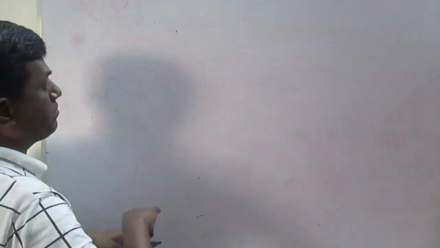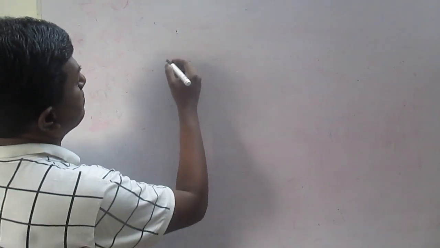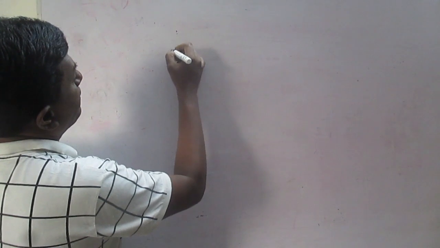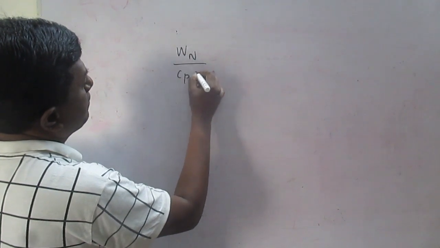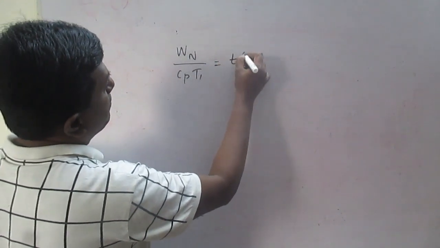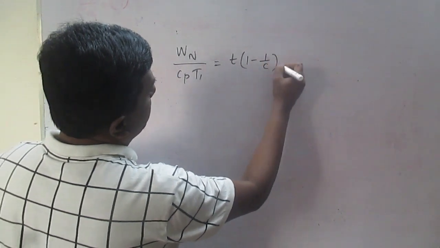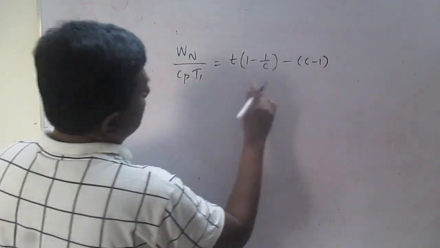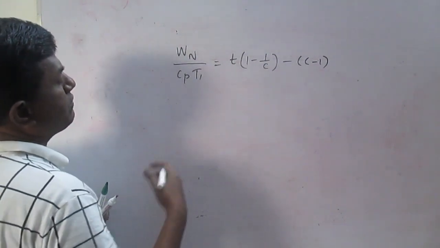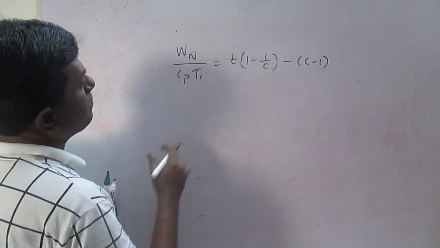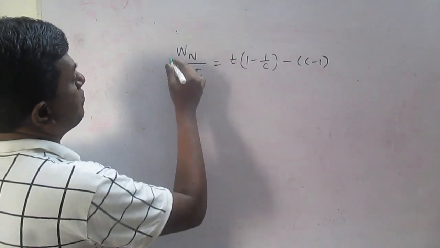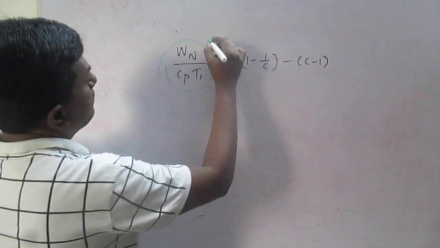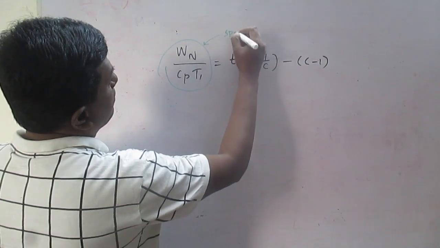For the specific work output, we got the formula in the previous class. That is Wn by Cp T1 equal to T into 1 minus 1 by C, into C minus 1. While deriving the efficiency formula, we got this expression. This is what is called the specific work output.